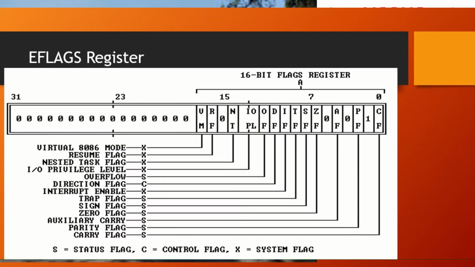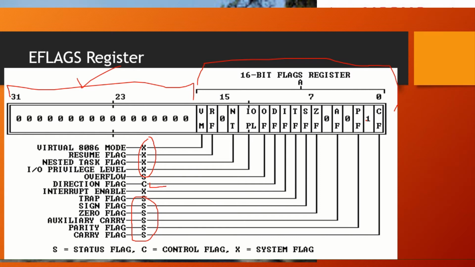Now this is the representation of the EFLAG register. Here you can see that the higher 16 bits of the EFLAG register are reserved for future use, and only the lower 16-bit flags part has all the flags which are used for various purposes. These flags are categorized into three categories. The X category will show you the system flags, the S category will show you the status flags, and the one flag denoted as C is the control flag.